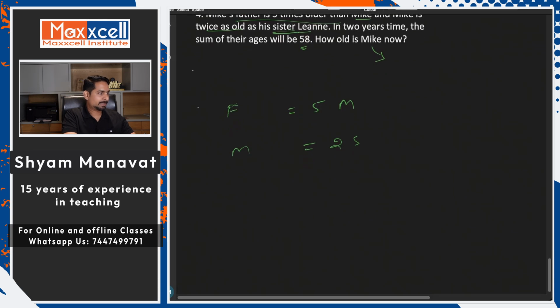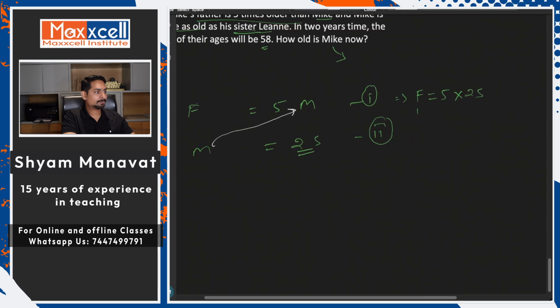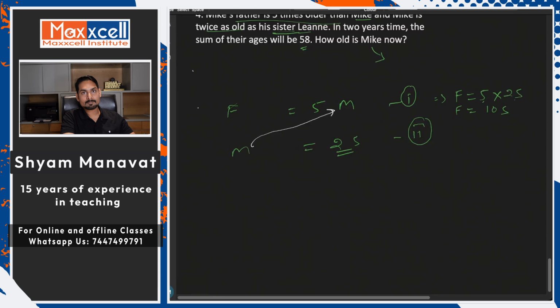If I take equations 1 and 2, F equals 5 into Mike's value, and I substitute 2s. That will give the age of father equal to 10s. Are you okay with that? 5 into 2. Look at this. The objective is to convert them into a single variable. So I have the single variable: F equals 10s.